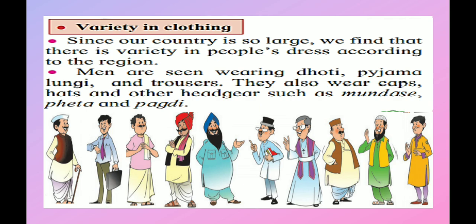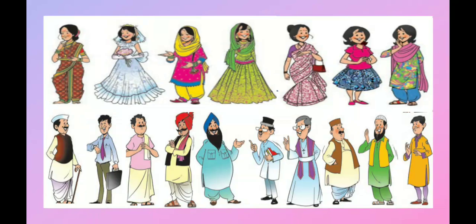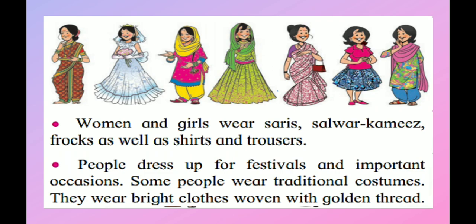Now what women wear, let's see that too. Look at this picture. Here you will get to see men and women wearing a variety of clothes. Everything in one picture. Women and girls wear saris, salwar kameez, frocks, as well as shirts and trousers. People dress up for their festivals and important occasions. Some people wear traditional costumes. They wear bright clothes woven with golden thread. So people wear different costumes. Some people wear uniform also.